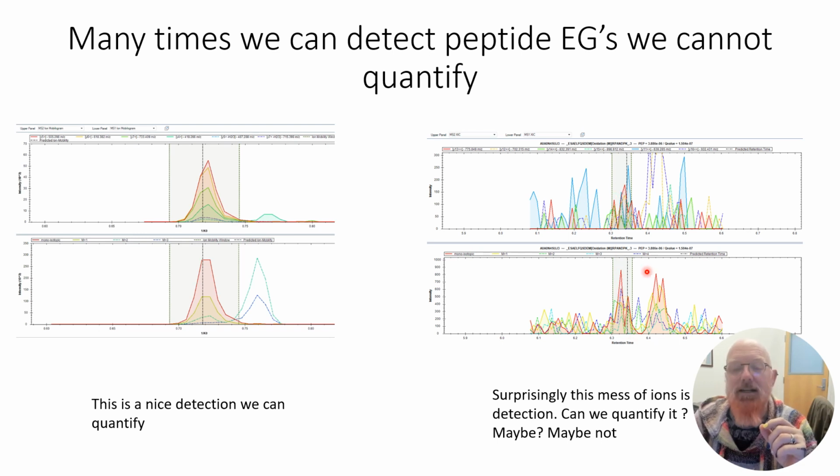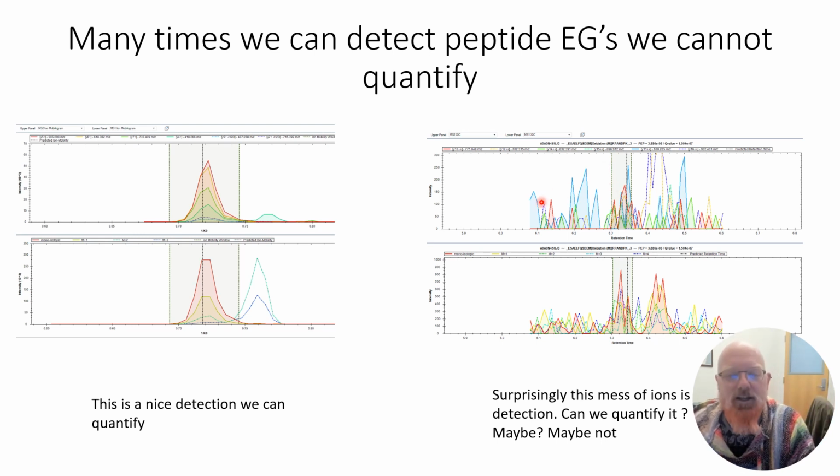Surprisingly, this is a real detection, and I believe it. You can see the peptide fragments are at the top, and these group of ions are all eluting together at the retention time that we're predicting, and probably, maybe, this is kind of hard to tell, at ratios that we're predicting too. Can we quantify this? Maybe. Is it useful quantitation? I don't know.